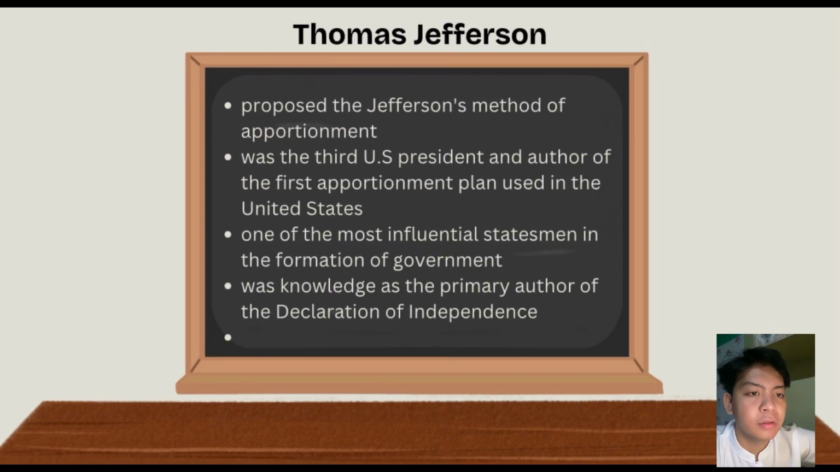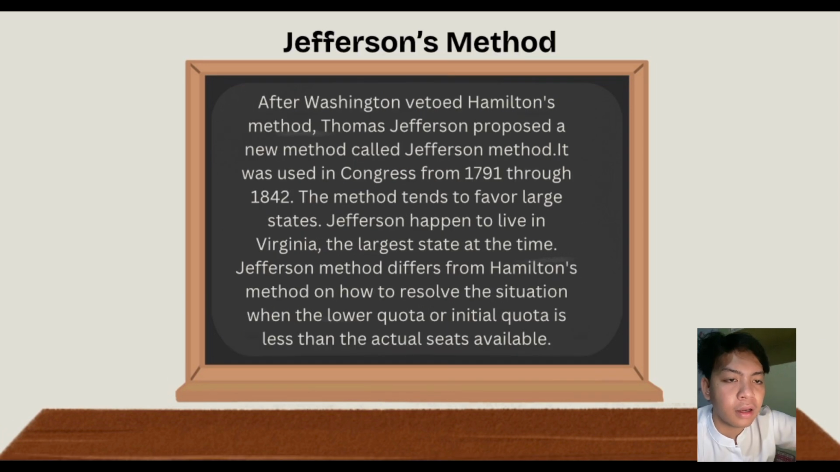Thomas Jefferson proposed the Jefferson's method of apportionment and was the third U.S. president and author of the first apportionment plan used in the United States. One of the most influential statesmen in the formation of government, and also acknowledged as the primary author of the Declaration of Independence. After Washington vetoed Hamilton's method, Thomas Jefferson proposed a new method called Jefferson's method. It was used in Congress from 1791 through 1842.